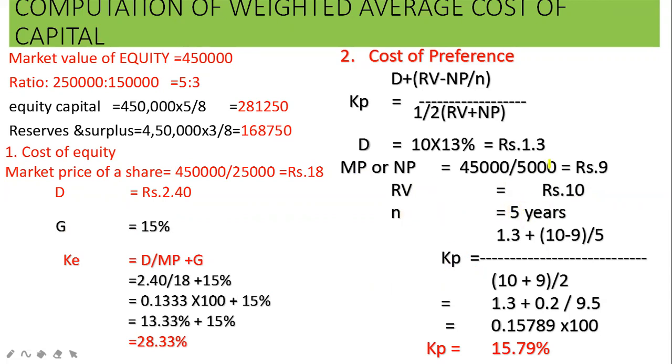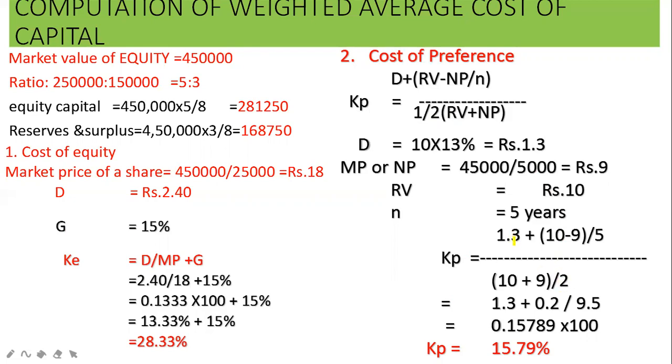Now apply all these values in the formula. So 1.3 is the dividend, 10 is the repayable value, 9 is the market price, divided by 5, where 5 is the number of years. So 1.3 plus, and here 10 plus 9. So this is the formula, RV plus NP. 10 is the repayable value, 9 is the market price. On the whole it is divided by 2. So instead of multiplying by 1 by 2, I am just dividing by 2.